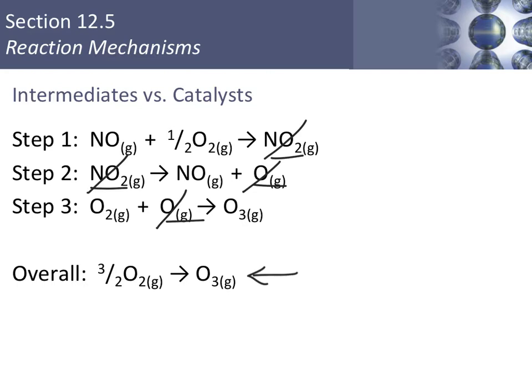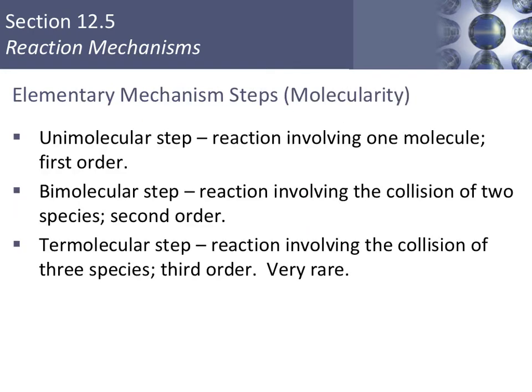So now, what about NO? It doesn't appear in the overall equation. NO would be a catalyst because it is not consumed in the reaction. So you start with it, and then it is still there at the end. NO would be a homogeneous catalyst because it is in the same phase as all of the reactants and products.